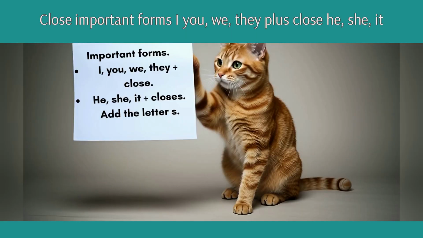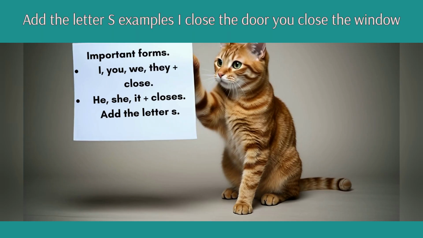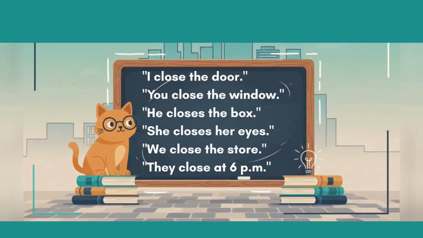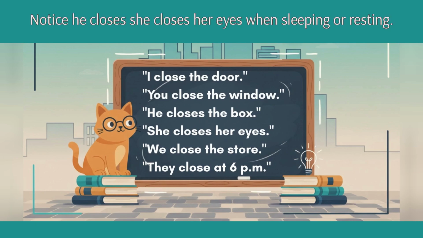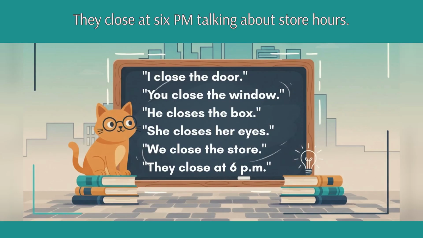Important forms. I, you, we, they, plus close. He, she, it plus closes. Add the letter S. Examples. I close the door. You close the window. He closes the box. Notice, he closes. She closes her eyes. When sleeping or resting, we close the store. At end of business day, they close at 6 p.m.